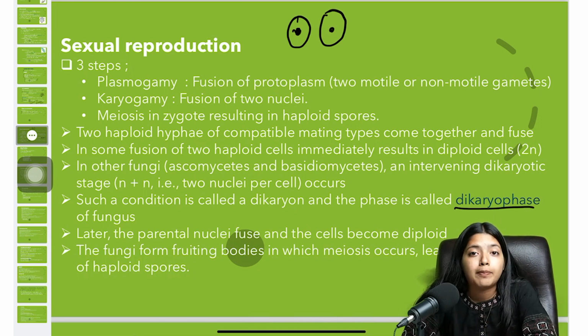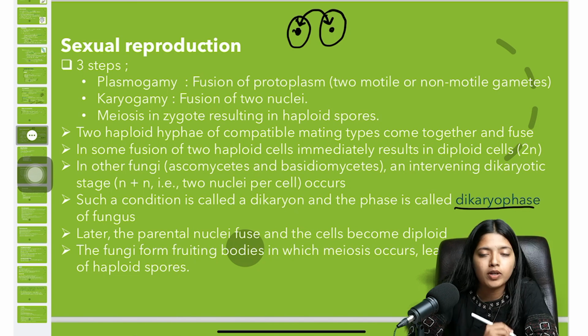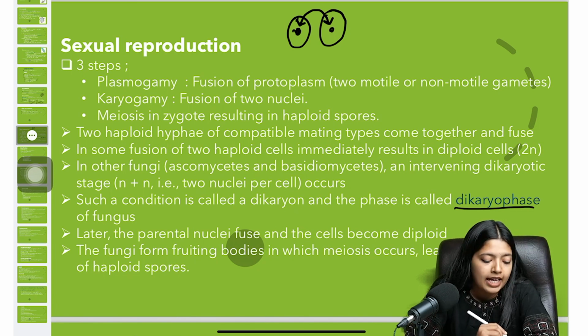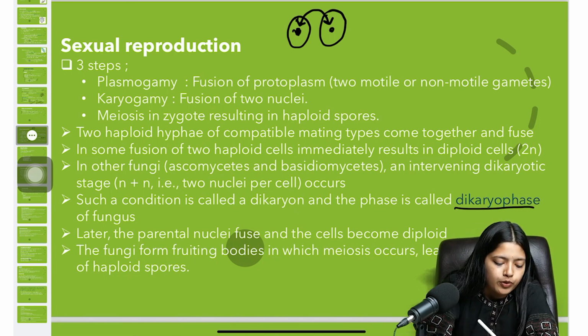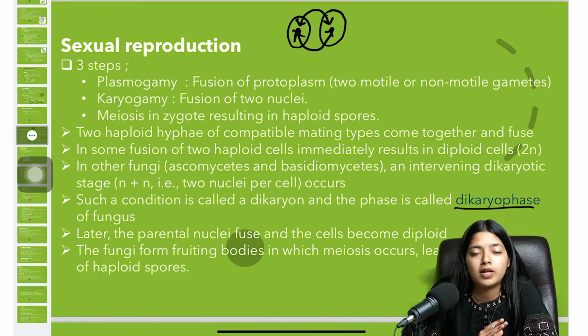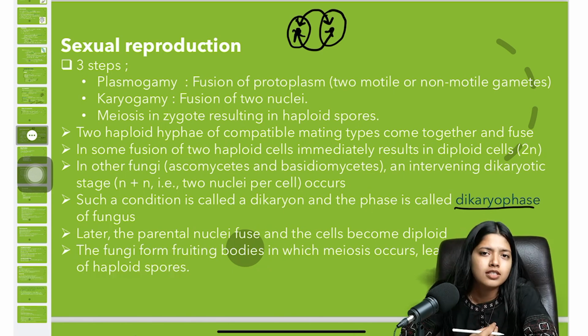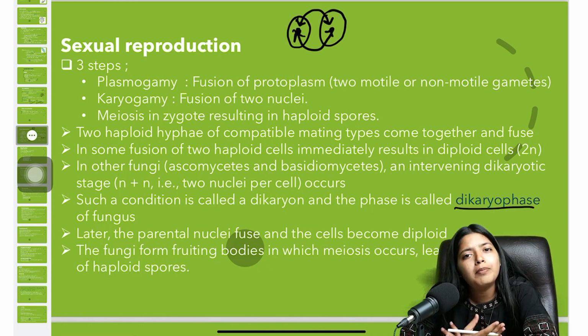So, first what will happen? First the protoplasms of the cells will fuse. Okay. Then their nucleus will fuse. So, these are the 2 steps. First one is protoplasm fusion, which is called plasmogamy. Fusion of protoplasm is plasmogamy. Only a term. First their protoplasm will fuse, then their nucleus will fuse.